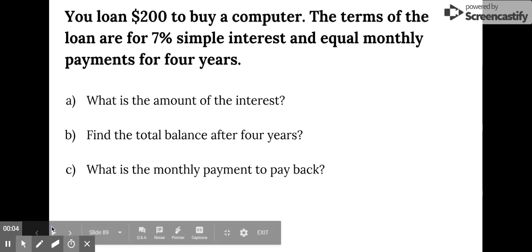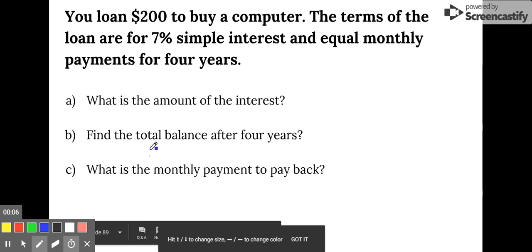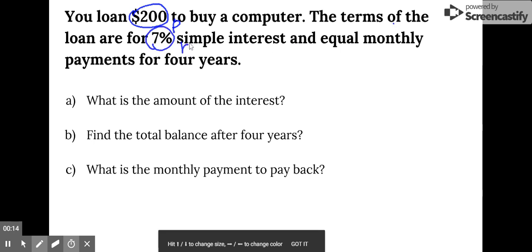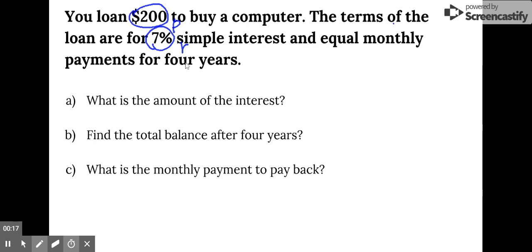Now you loan $200. So this is going to be the principal, and the terms of the loan for 7%. So this is a rate, and for 4 years, this is going to be the time. So I is equal to PRT.